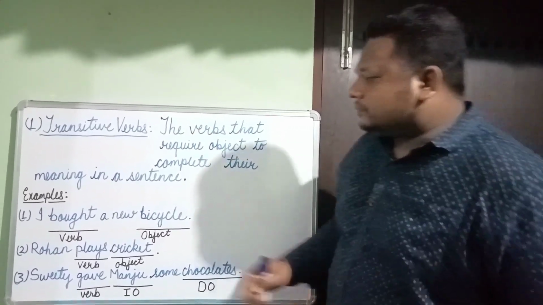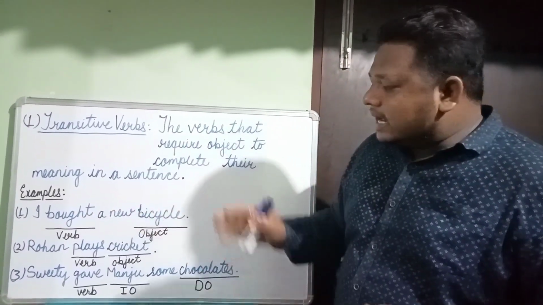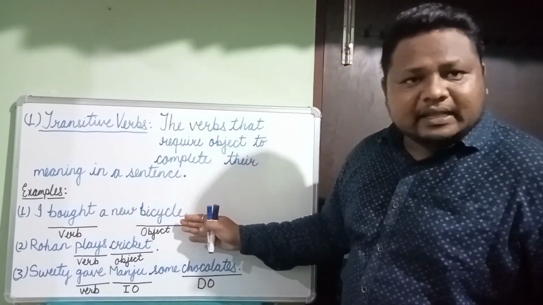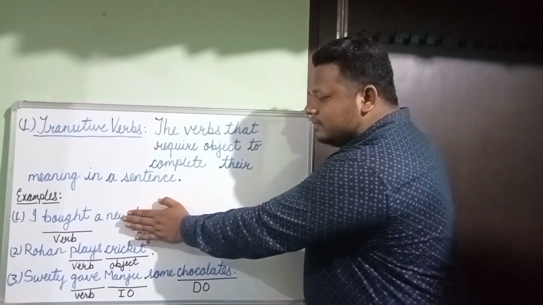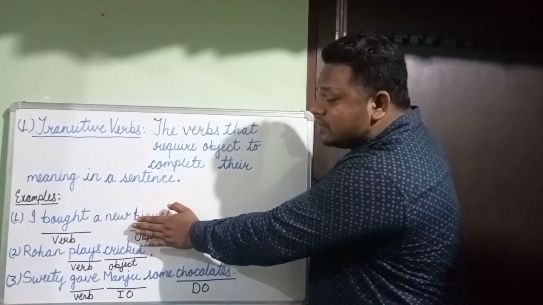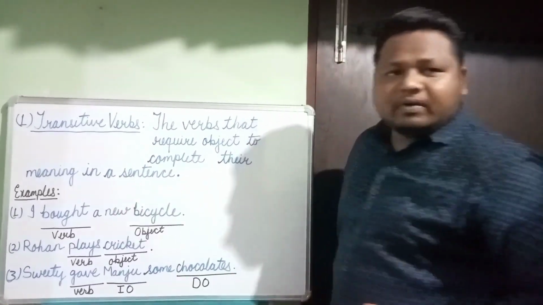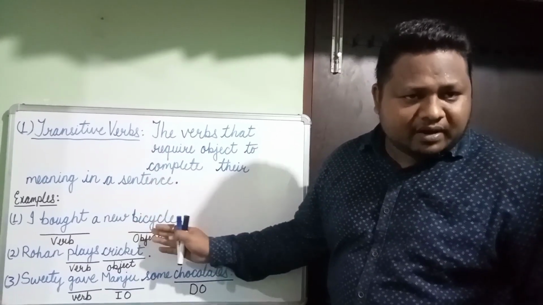For example, I bought a new bicycle. In this sentence, bought is the verb and bicycle is the object. Now, if we remove bicycle, then the meaning of the sentence is not complete. It will be I bought a. So that's why here bought is the transitive verb.